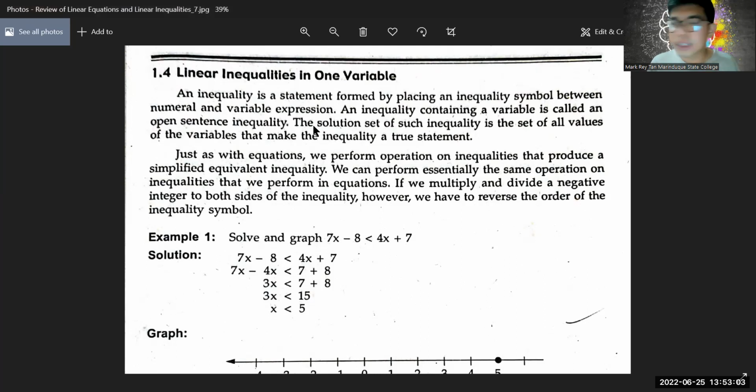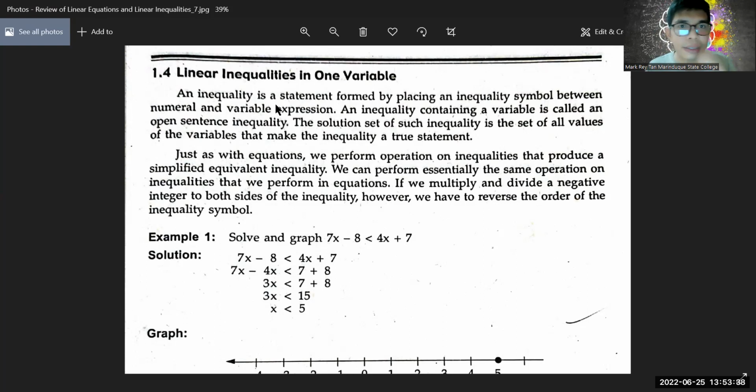Okay. Linear inequalities in one variable. So, ganun lang din siya. We only have one variable here. But instead of an equal sign, what we're going to see are inequality symbols. And those are less than, greater than, less than or equal to, or greater than or equal to. Okay. So let me read pala muna kasi may mga importanteng reminders dito.